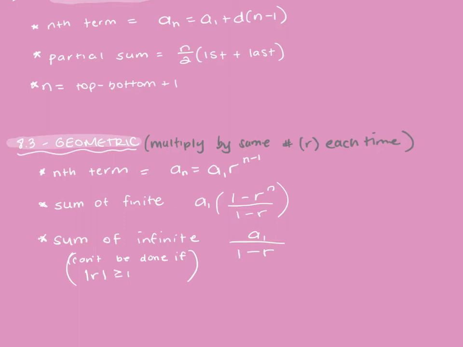And the sum of the infinite is A1 over 1 minus R, but that can only be done if the absolute value of R is, I wrote greater than, and that's wrong. It's less than or equal to 1. So it has to be a fraction. It can be positive or negative. It has to be a fraction less than 1. So not improper, but a fraction less than 1.